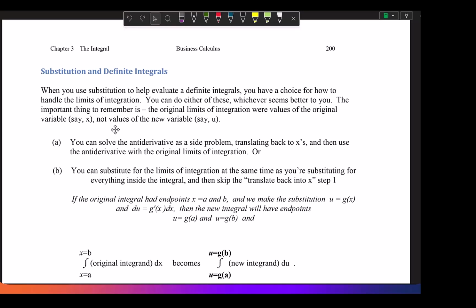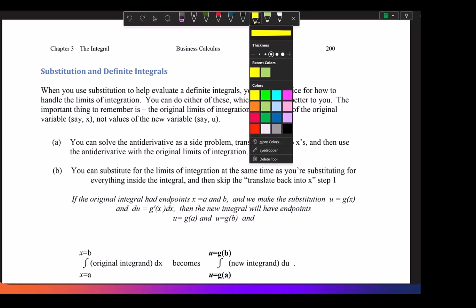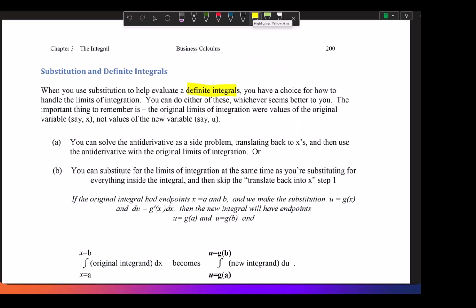Substitution and the definite integral. When we use substitution to help evaluate a definite integral, definite integrals, remember, have bounds. You have a choice for how you handle the limits. You can do either of these things. I'll explain it. Whichever seems better to you.